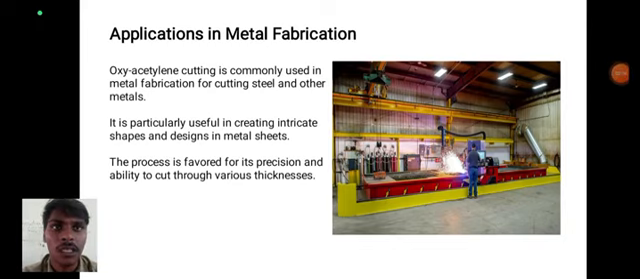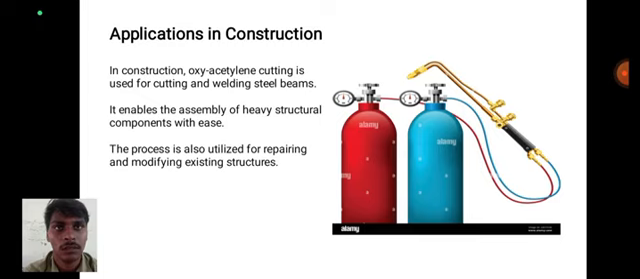Applications in metal fabrication. Oxyacetylene cutting is commonly used in metal fabrication for cutting steel and other metals. It is particularly useful in creating intricate shapes and designs in metal sheets. The process is favored for its ability to cut various thicknesses.